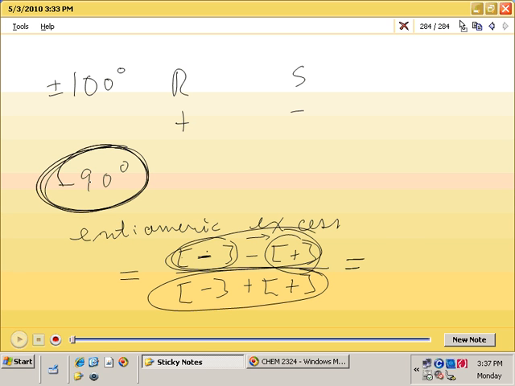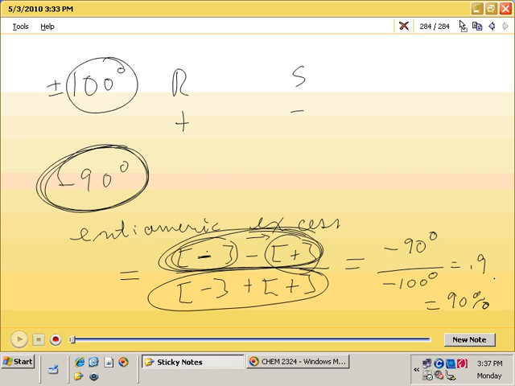This minus 90 degrees is proportional to the fact that we have more of one enantiomer than the other, but it's not pure. And this 100 degrees up here is assuming that it was pure. So let me put minus 100 degrees here in the denominator. So this enantiomeric excess, which in this case would turn out to be 0.9, or if you want to write it down as 90%, is an indication of how pure the sample is.